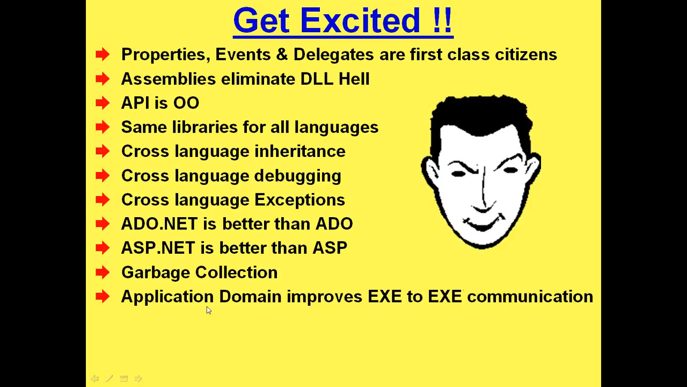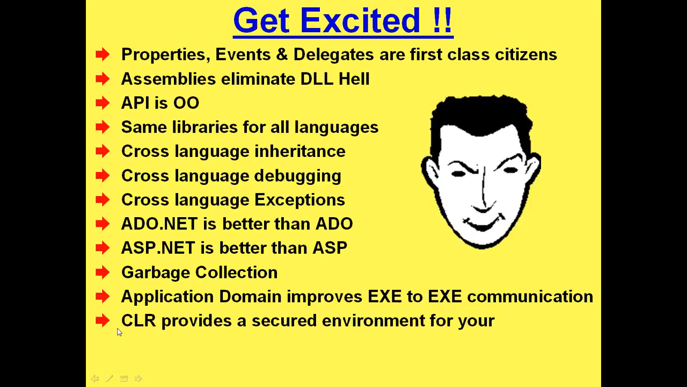Application domain. This is a new feature introduced with .NET. Application domain improves EXE. From one EXE you can communicate with another EXE. So application domain improves EXE to EXE communication. CLR, Common Language Runtime, provides a secured environment. So CLR means Common Language Runtime. That is the heart and soul of your .NET.